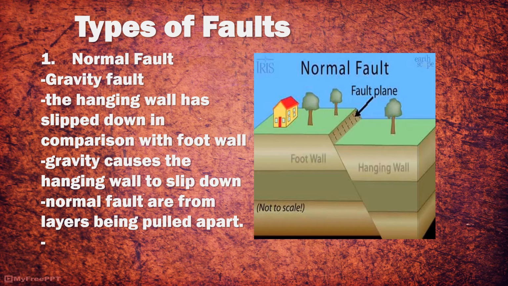And let us talk about the types of fault. First is your normal fault. It is also called a gravity fault. The hanging wall has slipped down in comparison with the foot wall. So, yung hanging wall ang bumababa due to gravity. Gravity causes the hanging wall to slip down. So, yung gravity ang may dahilan bakit bumababa ang ating hanging wall, and the normal faults are from layers being pulled apart.